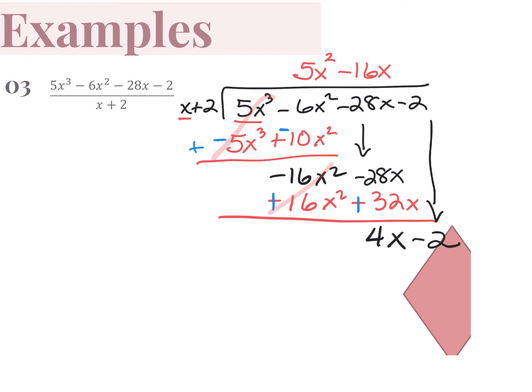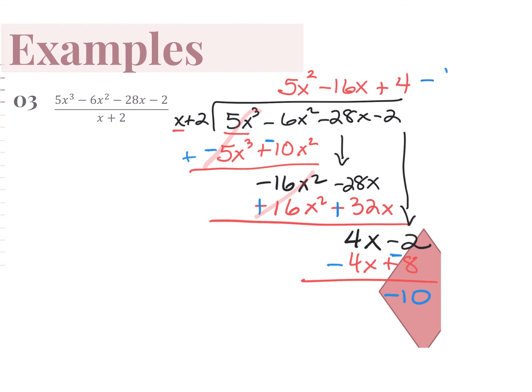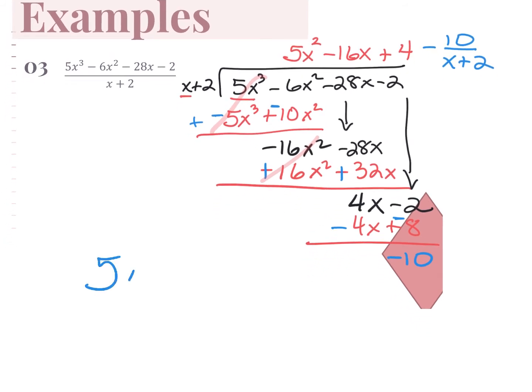What are we going to multiply x by to make it a 4x? We're going to multiply it by positive 4. Distribute the positive 4. Change the signs to opposite. My remainder is negative 10. You take the remainder, because it's negative, we'll put a subtraction sign, and then it goes over the divisor. So the final answer here is 5x squared minus 16x plus 4 minus 10 over x plus 2.